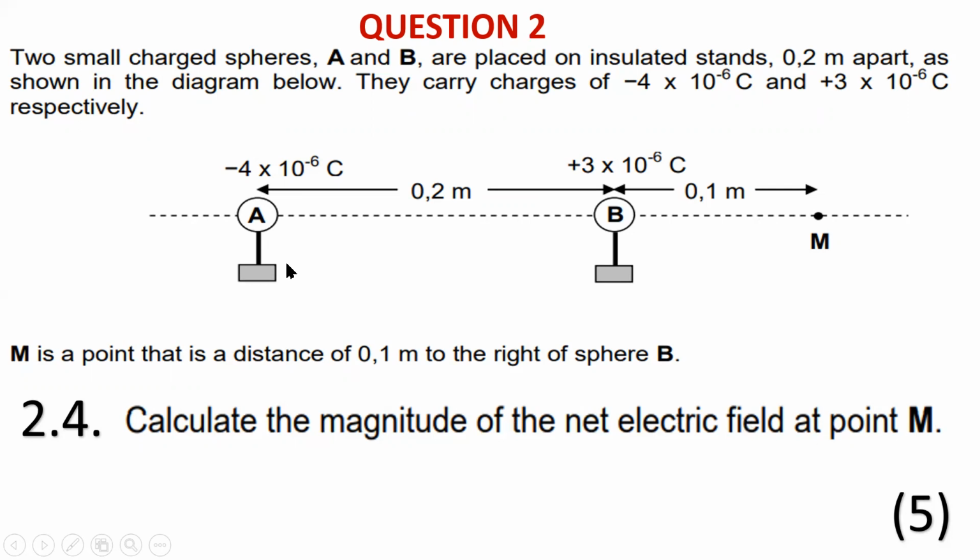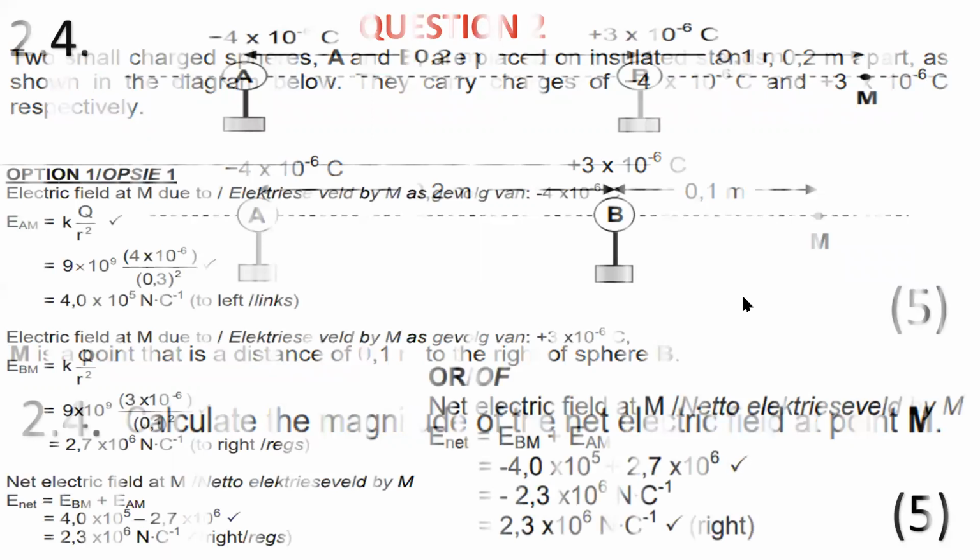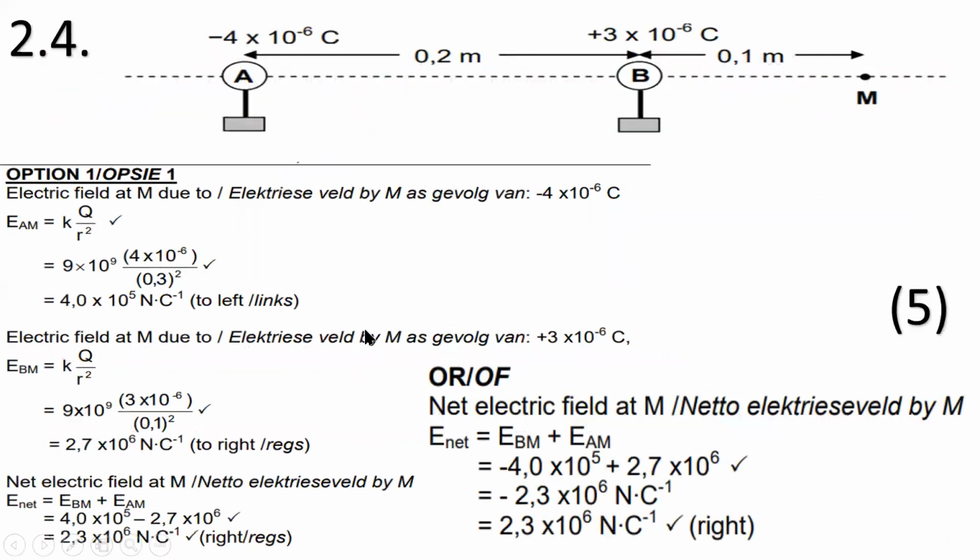So what are we going to do? First of all, we are going to calculate the electric field because of B on M, and then we calculate the electric field because of A on point M. After that, we must just combine them to get the total net electric field. So the first one, the electric field AM, because of sphere A on M, electric field AM is equal to k times Q over r squared. As you see, there is no Q1, Q2, only QA we are using.